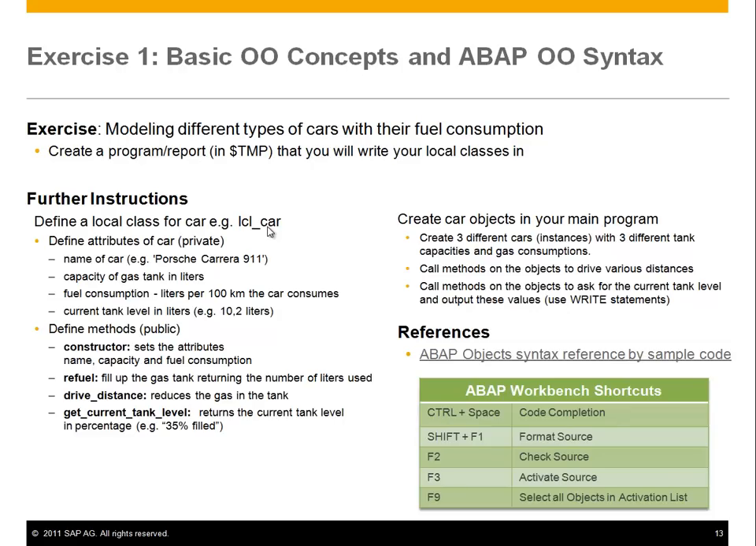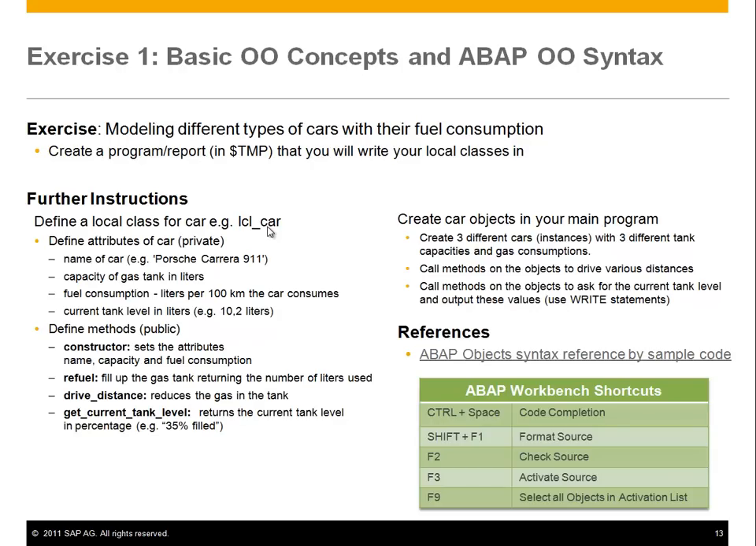And in the main program where you use this class LCL_CAR, you should create 3 different cars with 3 different tank capacities and gas consumptions, whatever you come up with, doesn't matter. Call those methods on these objects to drive various distances, and then call methods to ask for the current tank level and see if they are okay, and output these values. For instance, you can use write statements. It's probably the easiest.